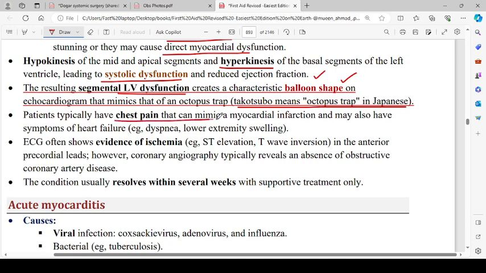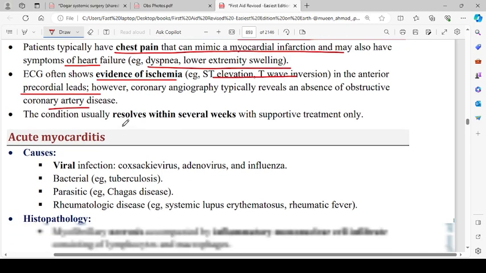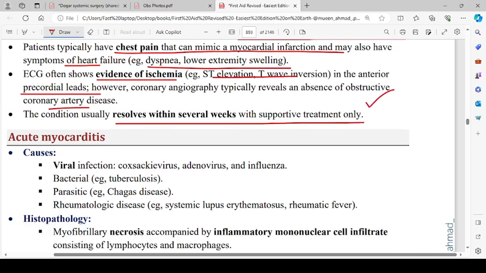Patients typically have chest pain that can mimic myocardial infarction and may also have symptoms of heart failure like dyspnea, lower extremity swelling. ECG often shows evidence of ischemia and ST elevation, T-wave inversion in the anterior precordial leads. However, coronary angiography typically reveals an absence of obstructive coronary artery disease. The condition usually resolves within several weeks with supportive treatment only.